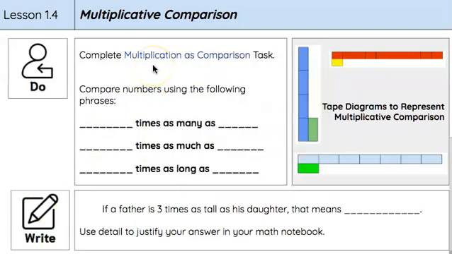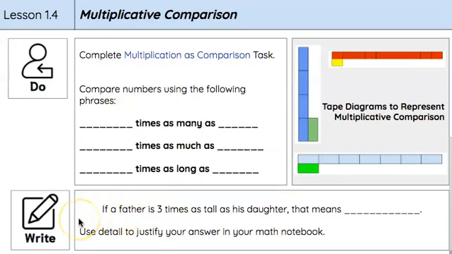When we're using multiplication as a comparison, you'll want to use these sentence frames to help support your work. Blank times as many as blank. Blank times as much as blank, and blank times as long as blank. You'll also want to refer to these examples of tape diagrams if you get stuck.